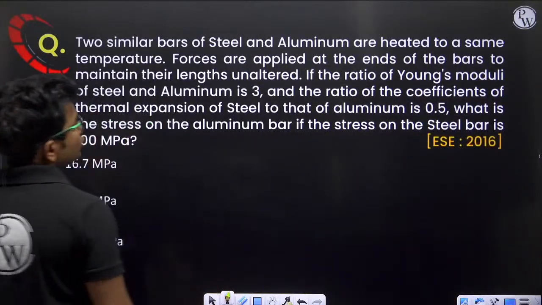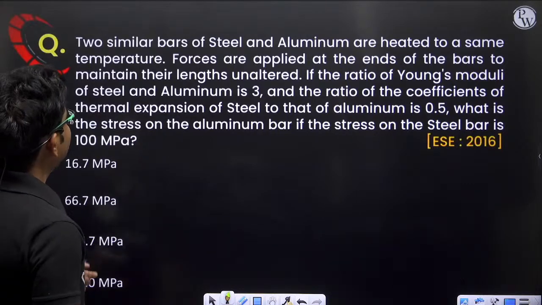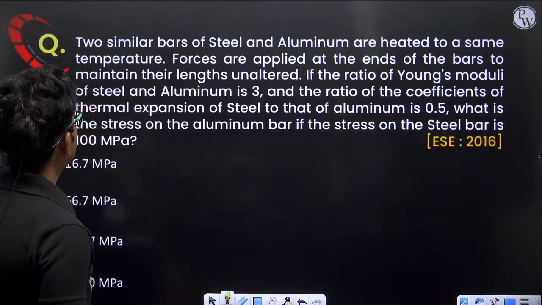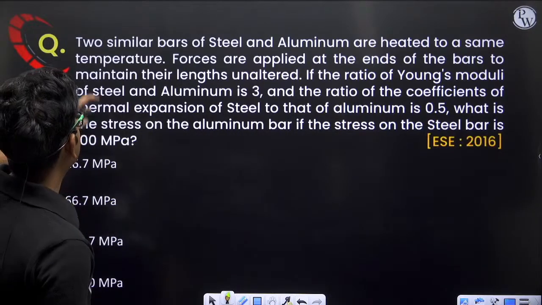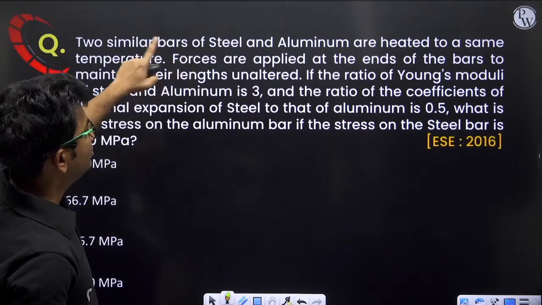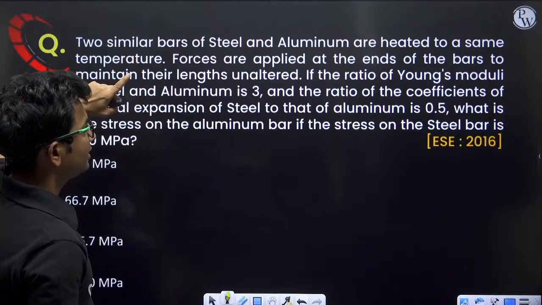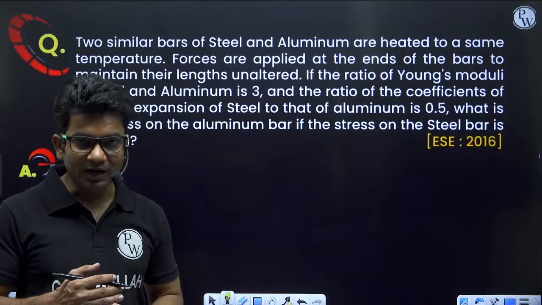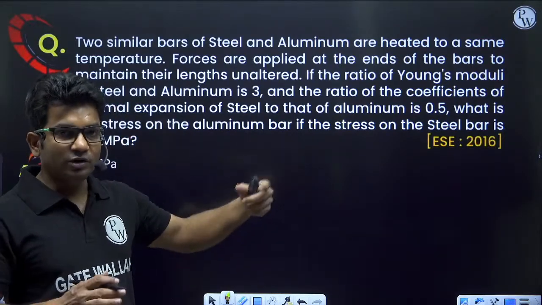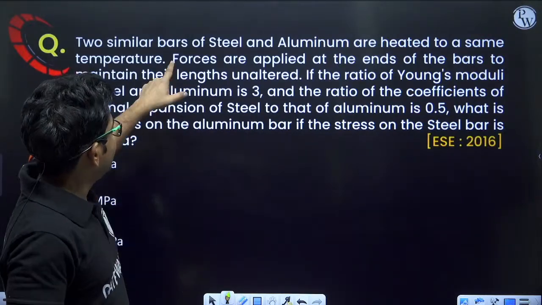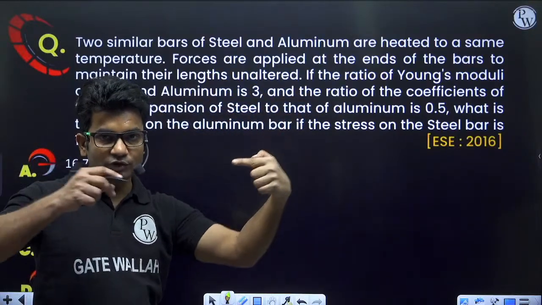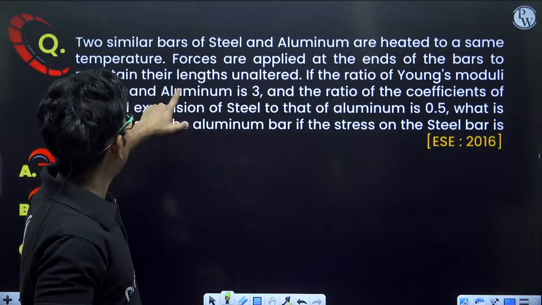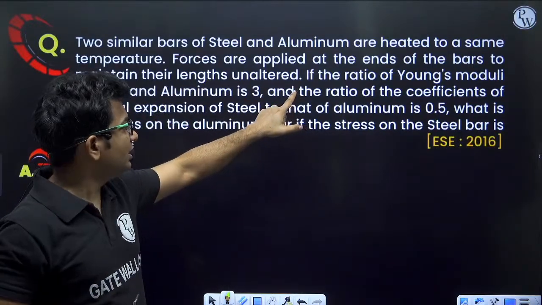Two similar bars of steel and aluminium are heated to the same temperature. Forces are applied at the ends of the bars to maintain their length unaltered. When we heat the steel bar and aluminium bar, they will try to expand. Then we have to apply forces at the ends of the bars. So when they are expanding, we have to apply compressive forces so that their lengths are unaltered. So length will not change.